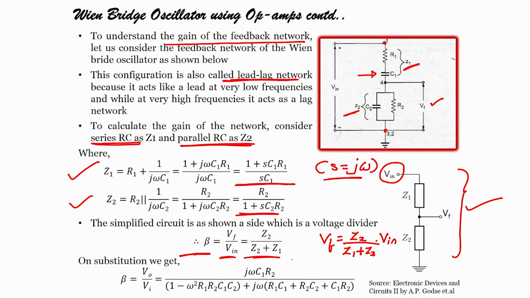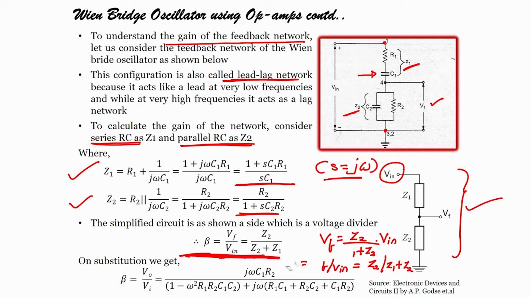So, what is my beta? Beta is nothing but Vf divided by Vin, which is nothing but Z2 divided by Z1 plus Z2. This is what is written here, correct.